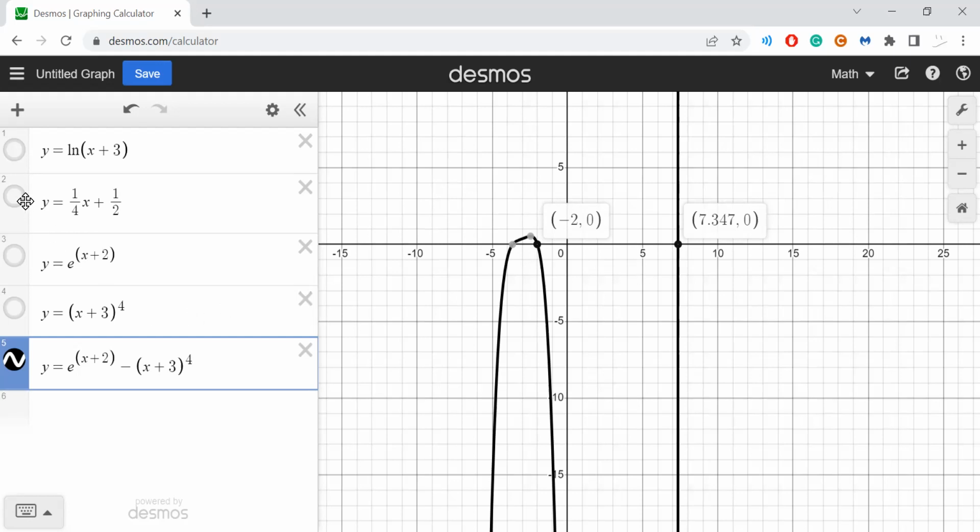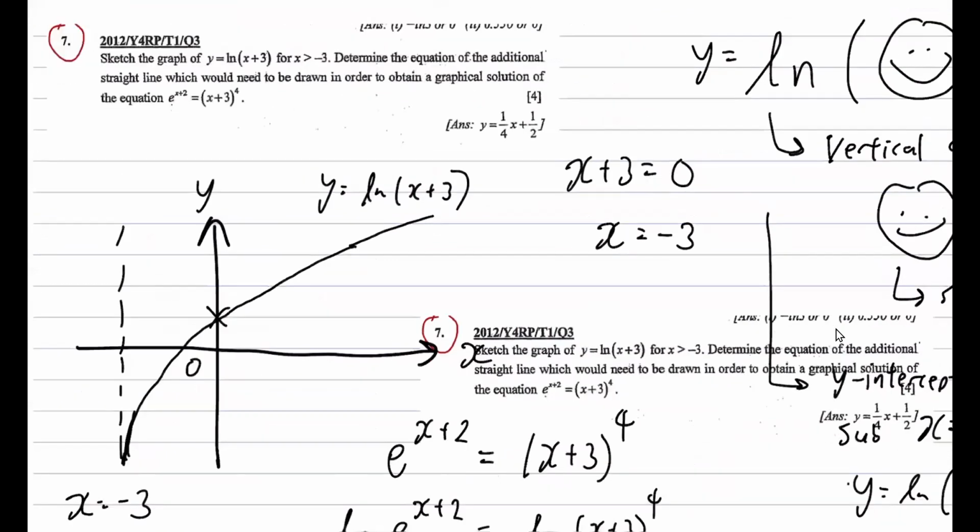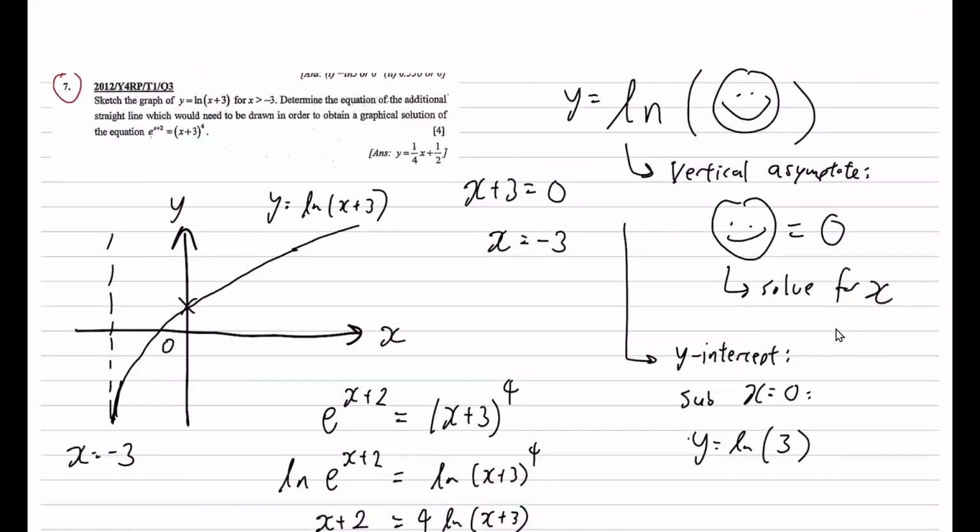which were found from drawing the two graphs here. Can you see? The x coordinate -2 and 7.347. So that's the graphical solution part. Okay. Back to the iPad screen. Okay, question 7. Done. Let's look at the next question.